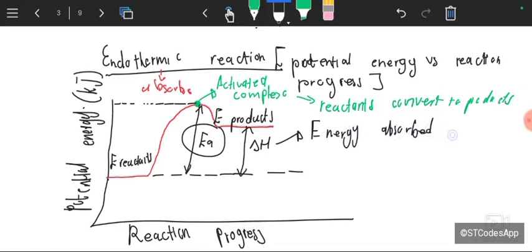absorbed or released in a chemical reaction. So if you want to look at this, right, in many ways, just know one thing.